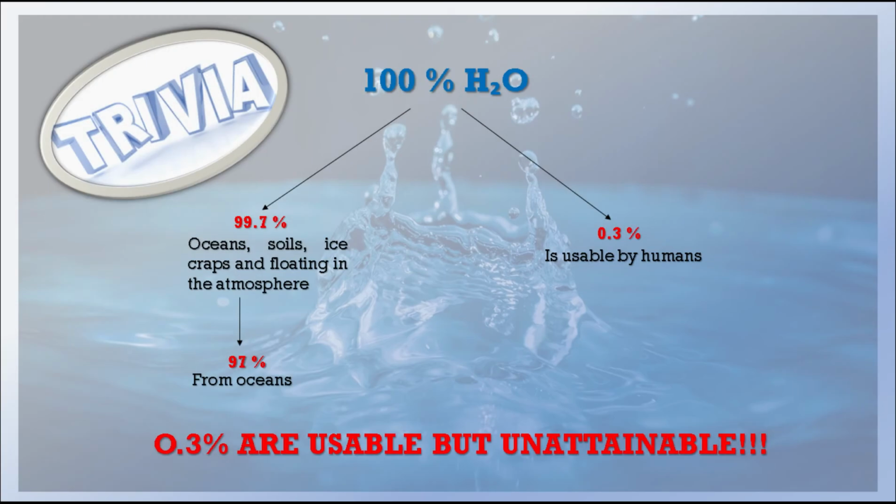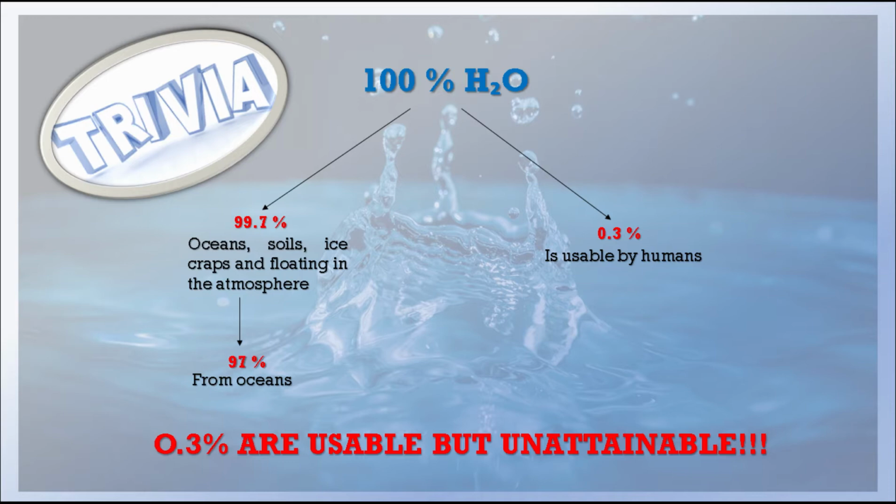Another trivia is, out of 100% of water, 99.7% can be found in oceans, soils, ice caps, and floating in the atmosphere. Specifically, 97% of that 99.7% of water can be found in oceans. So where is the remaining 0.3%? That 0.3% is the only percentage that is usable by humans.